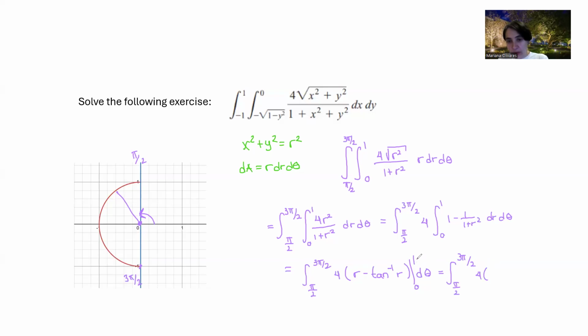First, remember to evaluate the highest limit, which is 1, minus tangent inverse of 1. And later we evaluate the lowest limit, which is this 0 here. So it's minus 0 minus tangent inverse of 0. And with that, we can evaluate this and get the second integral.